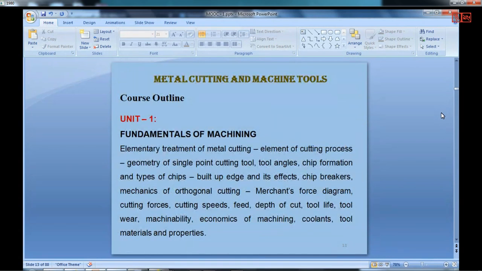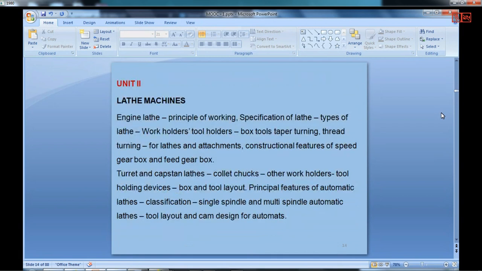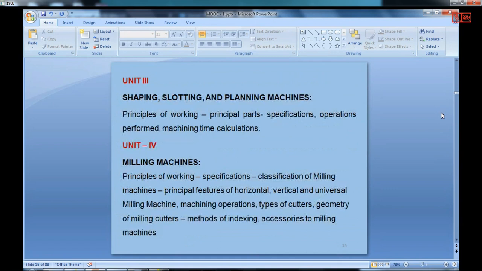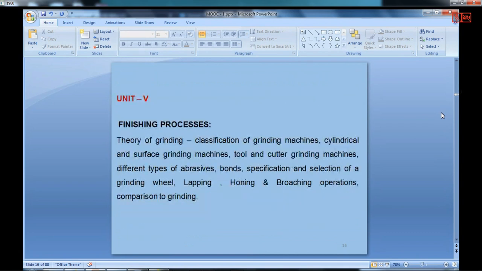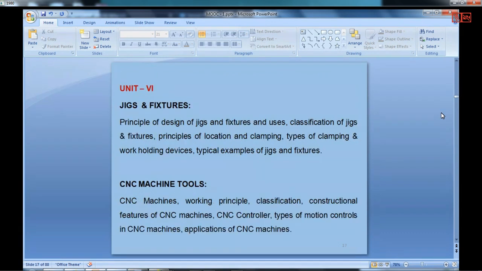Then I think they'll hand over to you the syllabus for your course. So the first unit, which we are going to start today, will be about the fundamentals of machining. The second unit is about the lathe machines, and the third unit about shaping, slotting and planing machines, and the fourth unit will be about the milling machines. Then the fifth unit will be about the finishing processes, and the sixth unit will talk about the jigs and fixtures and the CNC machine tools.